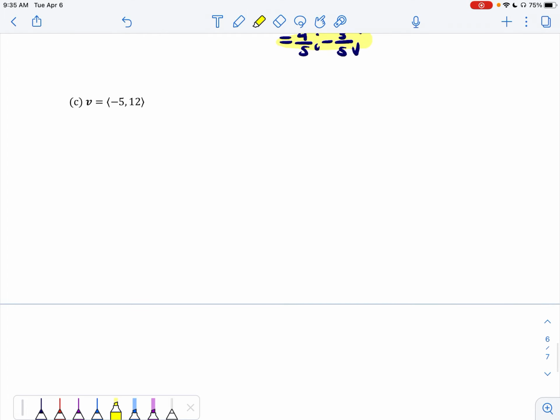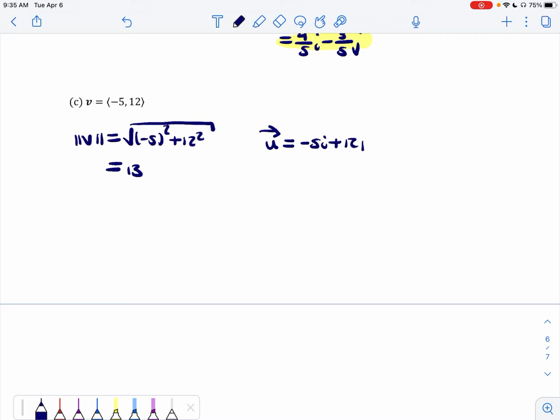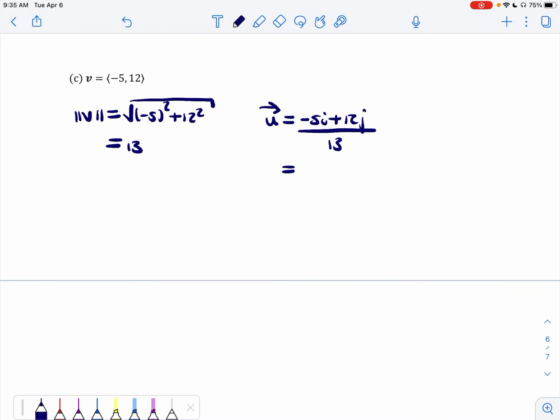All right, last one. Finding the unit vector in the direction of -5, 12. Find the magnitude of v to start with. So 5 squared plus 12 squared, which would give us 13 as our magnitude. So the unit vector in the direction of v would be -5i plus 12j all over 13. And then just simplifying, -5/13 i plus 12/13 j.